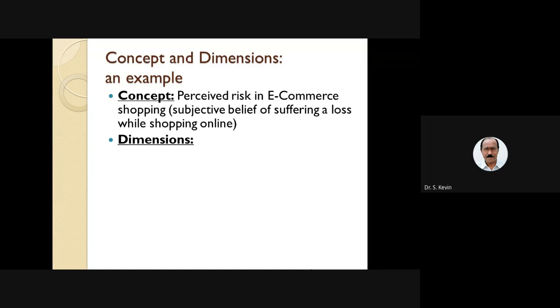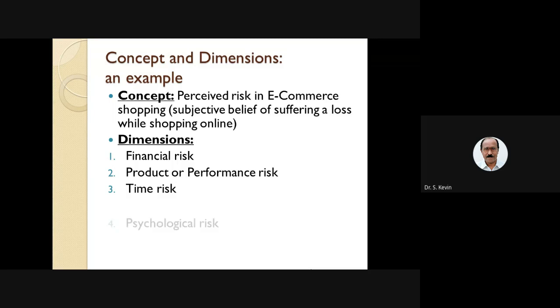Concept. It has to be subdivided into dimensions. Let us look at them. One is the financial risk, losing money. Product or performance risk. The product may not be good or performance may not be good. Time risk. It may take more time than directly buying from a shop. Psychological risk. You may be under stress. You have given the order, you are waiting, you are under stress. Will it come on time? Will it be good? Will the product be of the same color? Will the product be of the correct size, and so on? So there's a lot of psychological tension.